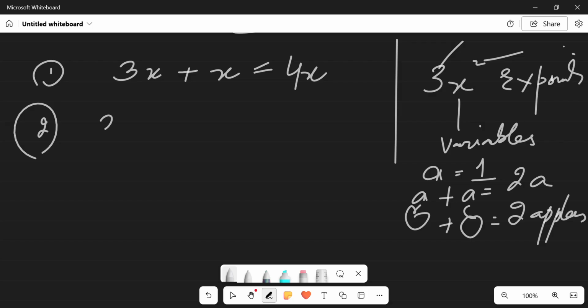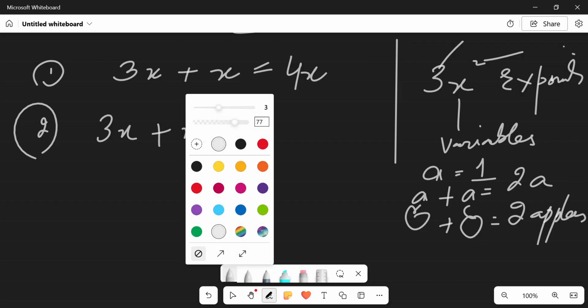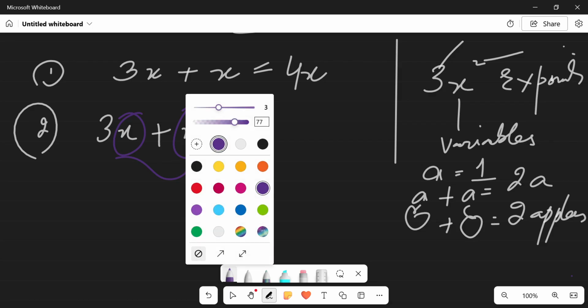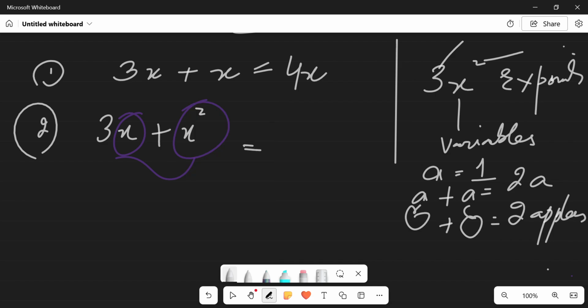Second question. If the question is 3x plus x squared, do you think, students, that both are like terms? Like terms means you need to observe the variables. Here we have x, and here we have x squared. They are different terms, so they are unlike terms. So what is the answer for this question? The question itself is the answer. So 3x plus x squared, we cannot solve further here.